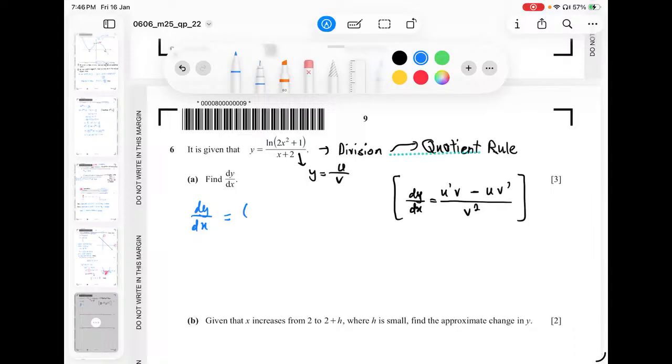First you leave the denominator x plus 2, and then differentiating ln of 2x squared plus 1 should give you 1 over 2x squared plus 1. And don't forget to use the chain rule. Since this also involves the chain rule, you need to differentiate the inside function, and that's going to be 4x, because you bring down the 2, reduce the power by 1, which gives 4x.